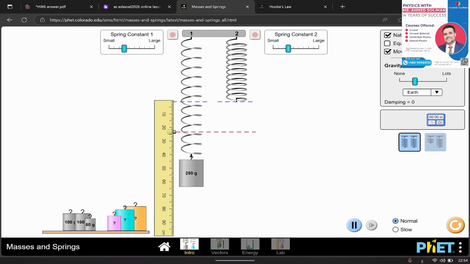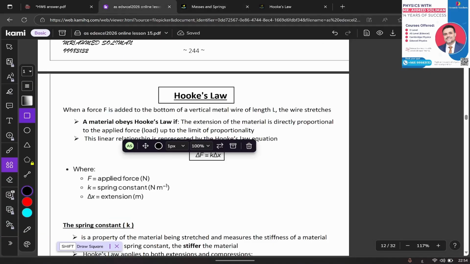Now what if we increase the force by adding a greater mass? What happened to the extension, Mirola? Increase. Okay, now what is the force that affects the spring? It's the weight of the mass, right? And as the force increases, what happened to the extension? Also increases, right? So now what is the relationship between the force and the extension, Habiba?